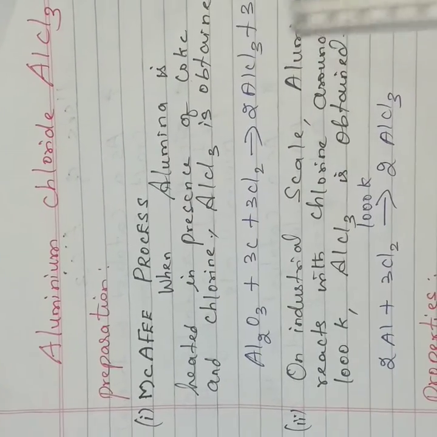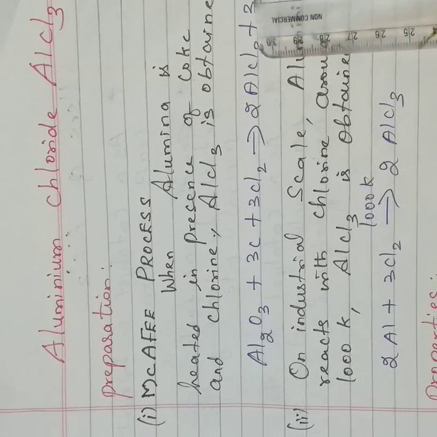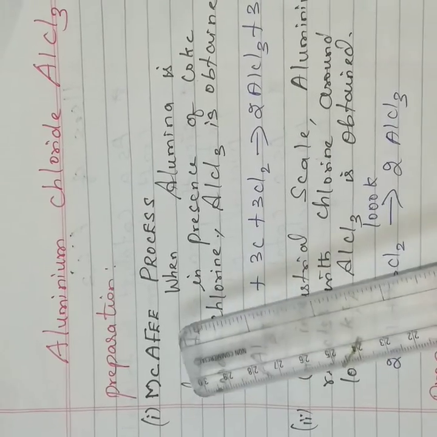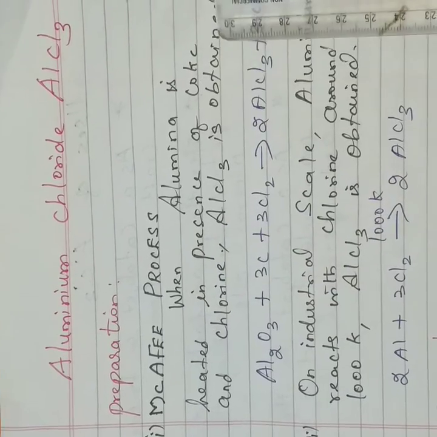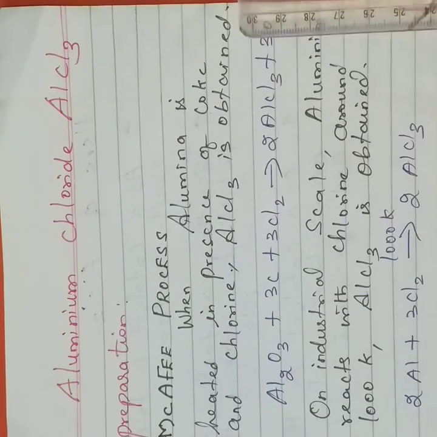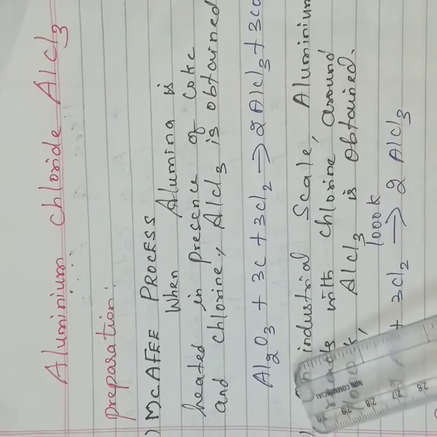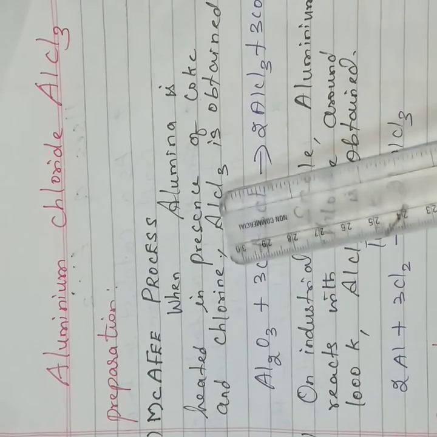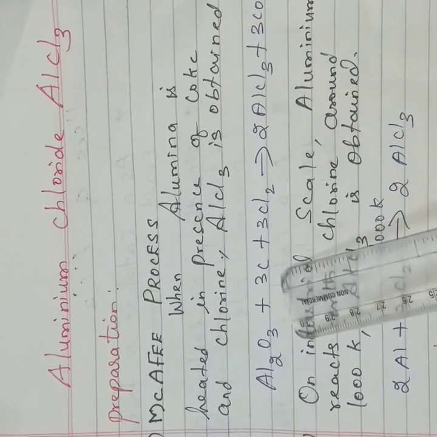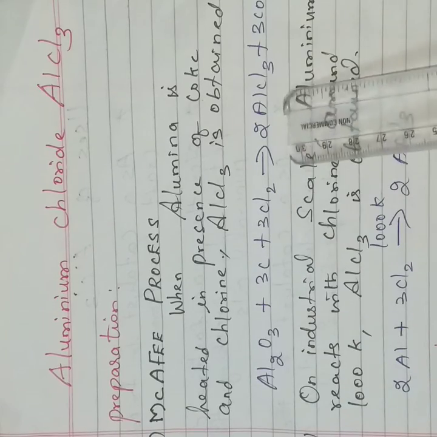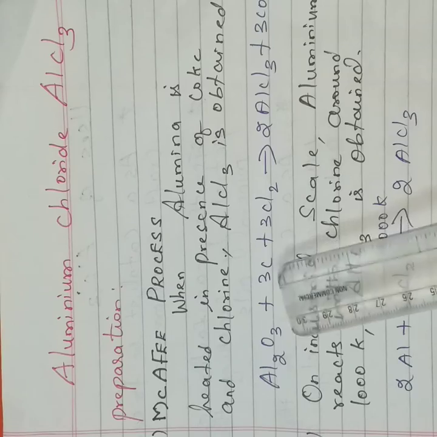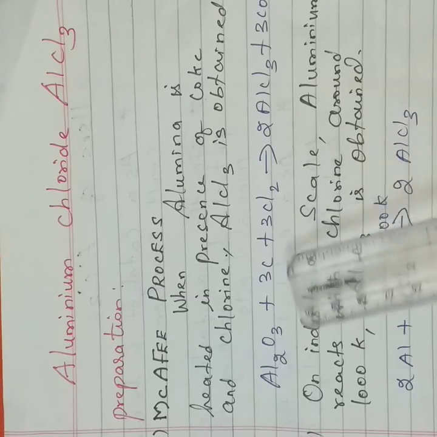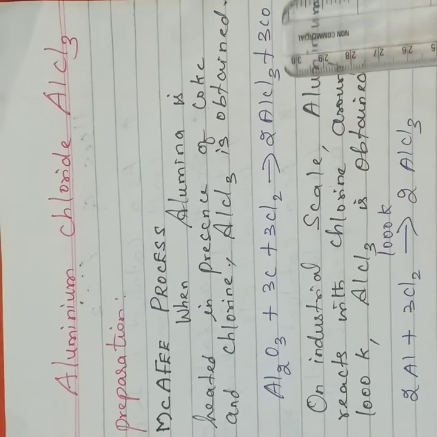There are two methods for the preparation of aluminium chloride. The first process we call the McAfee process. So it is an important 2 mark question. So McAfee process means what? When alumina, that is Al2O3, is heated in presence of coke, that is carbon, and chlorine, it forms aluminium chloride. So Al2O3 treated with coke and chlorine all react to form aluminium chloride, and carbon monoxide is liberated.